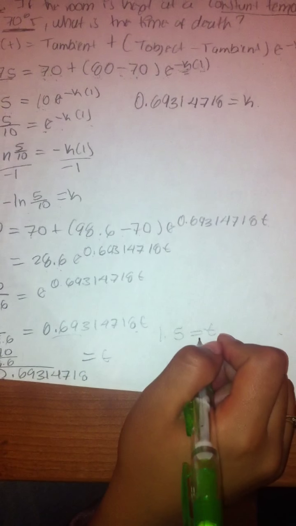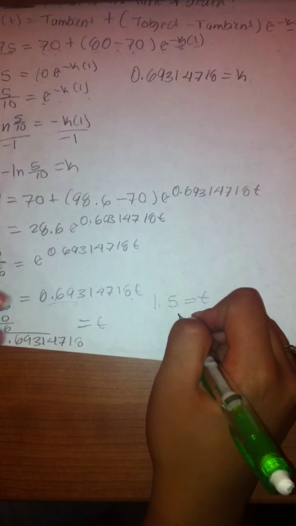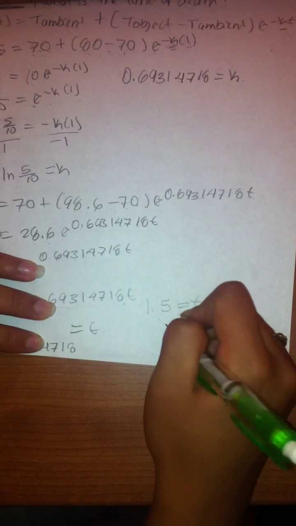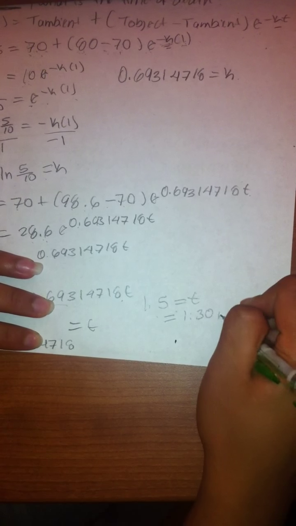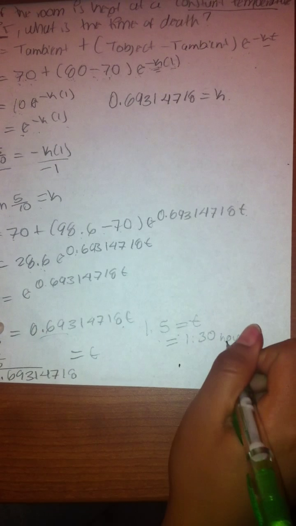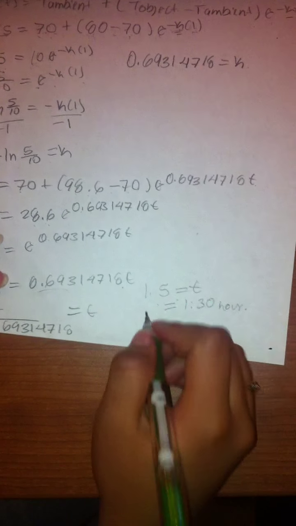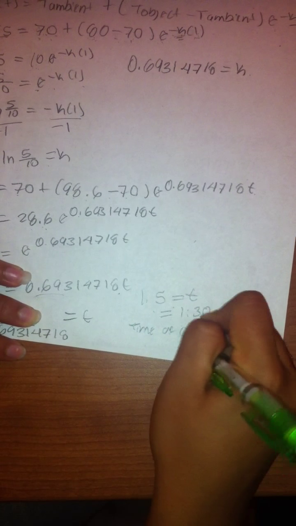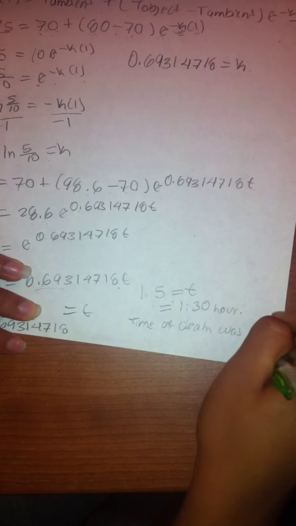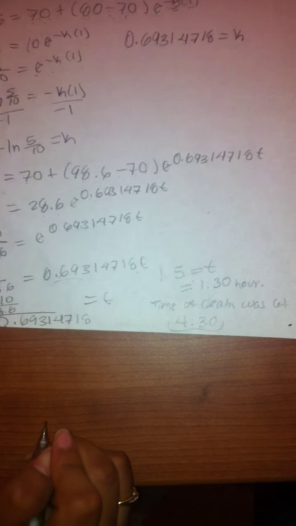If we recall the information that was given to us, the body was found at 6. So that means the time, 1.5 hours, had passed since the body had been found at 6. So that means that the time of death was at 4:30. Time of death was at 4:30, and that's our answer. Thank you.